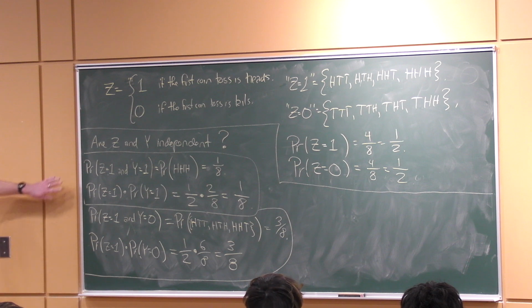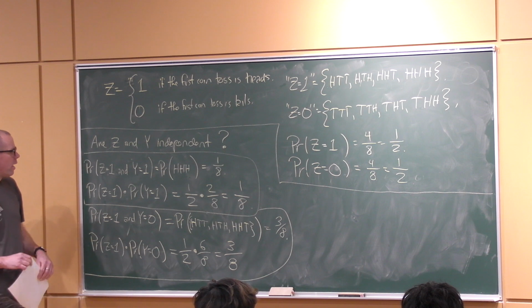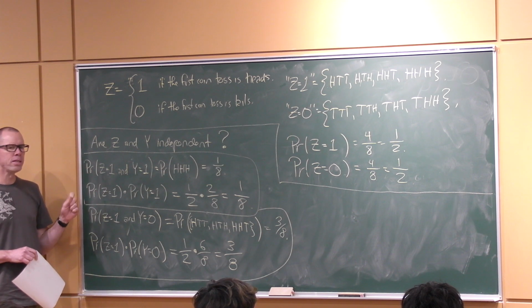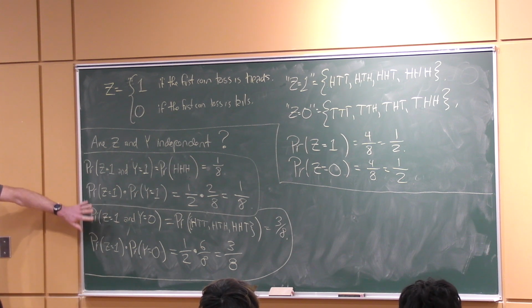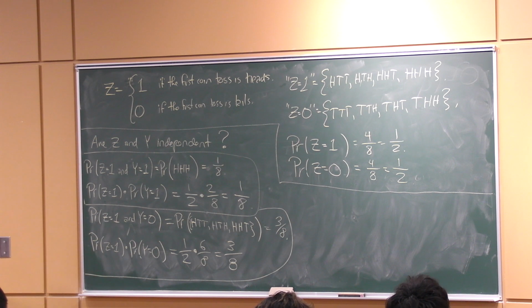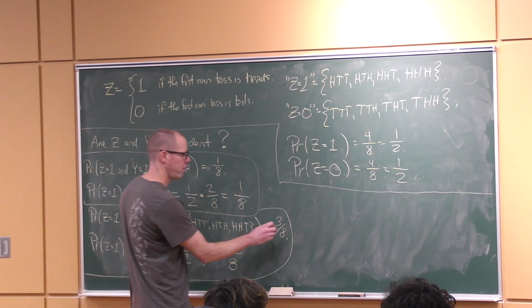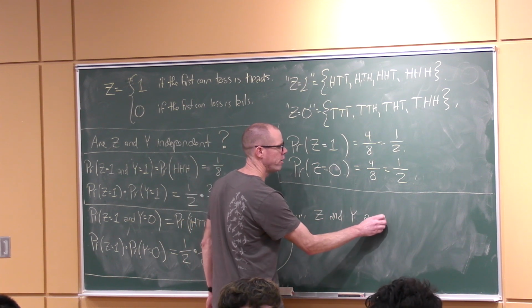Okay. Would you like me to continue? I can tell you now that these things are independent. We need to check the cases z equals 0, y equals 1, and z equals 0, y equals 0, but we'll get the same result in either case. So would anyone like me to do that? Would anyone not like me to do that? Okay, good. Overwhelming majority in favor of not continuing with this boring exercise. So z and y are independent.